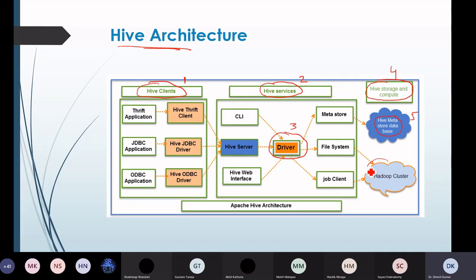And then we have a Hadoop cluster. So it interacts with the Hadoop cluster. Right. So there is a working of this Hive also. I will show you that in the presentation later on. Right. So let's move to each and every component one by one.